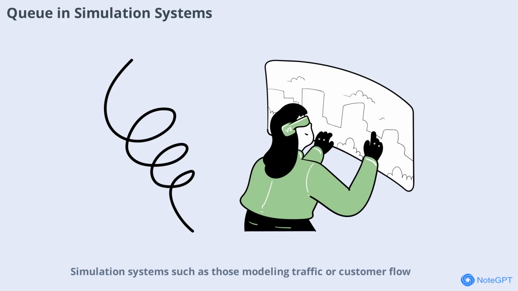Simulation systems, such as those modeling traffic or customer flow, use queues to represent waiting lines. By simulating queues, these systems can predict bottlenecks, optimize resource allocation, and improve overall efficiency in real-world scenarios.